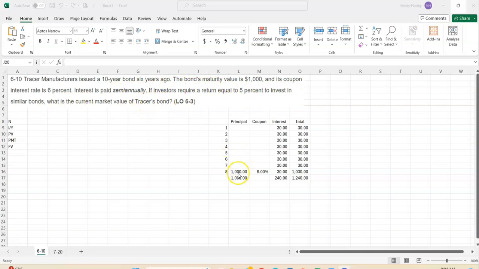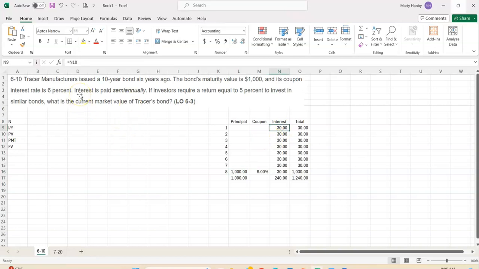What is the current market value of Tracer's bonds? So here are the cash flows that we're present valuing. In the 8th period, so 4 years left, 4 times 2 periods per year is 8. We take the 8th period, not year. 1,000 times the coupon rate, 6%, divided by 2 because it's semi-annual. That coupon payment is made every period, beginning in the first period, 6 months from now.